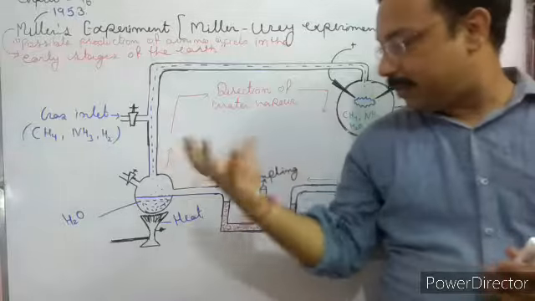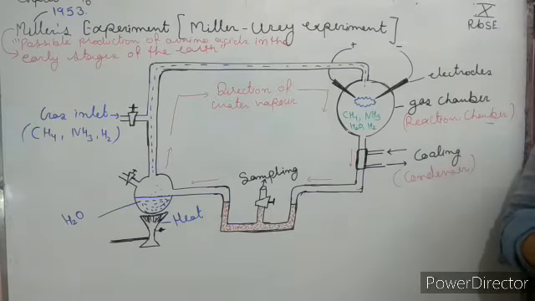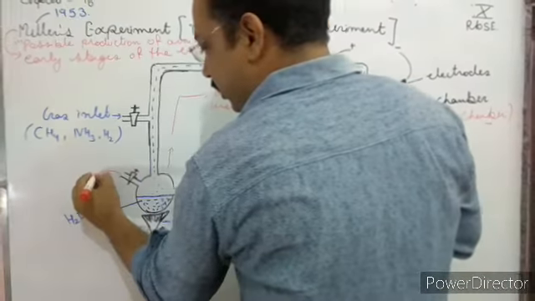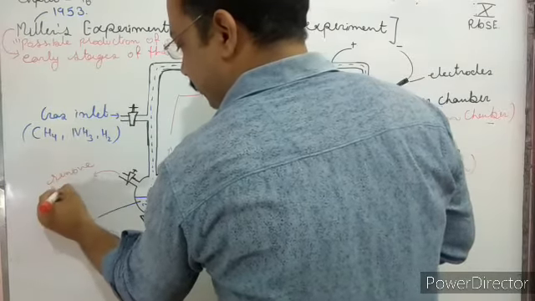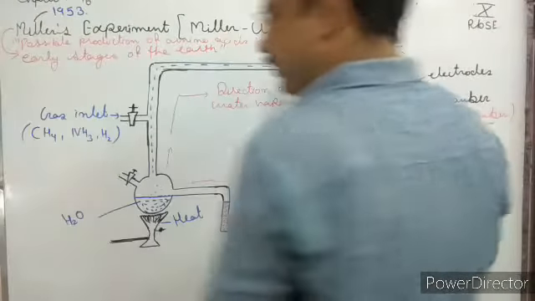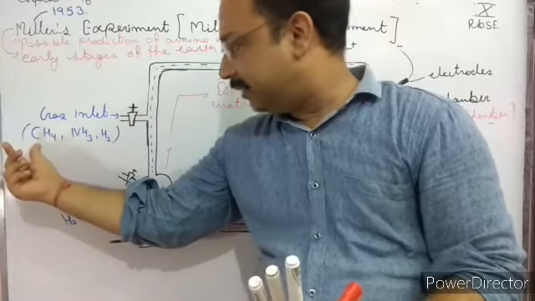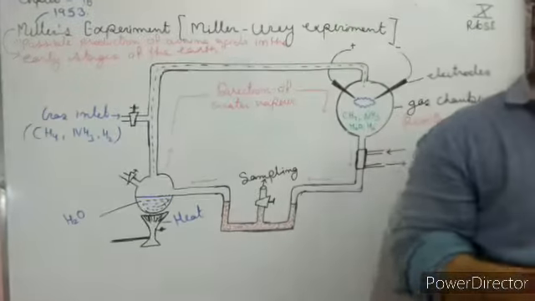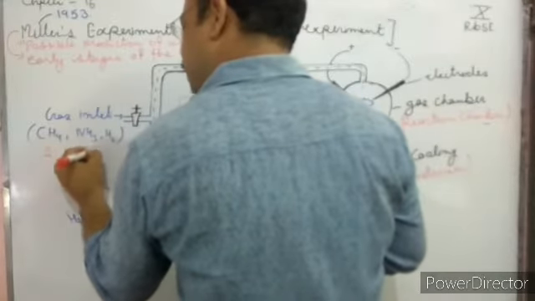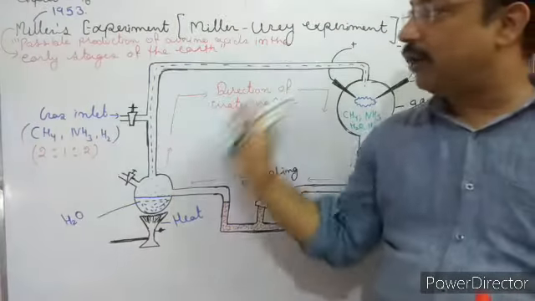Okay, in this experiment, after filling the round bottom flask with water, he removed the air by using a vacuum pump. By removing the gases present in this chamber, he added methane, ammonia, and hydrogen gas in the ratio of 2:1:2. Got it? So that is the setup of this experiment.